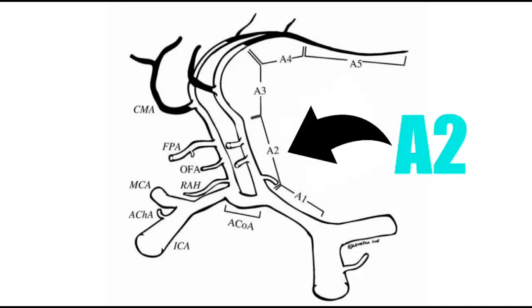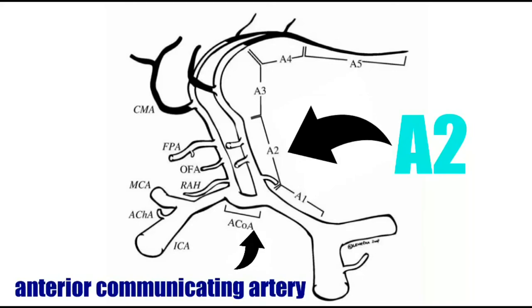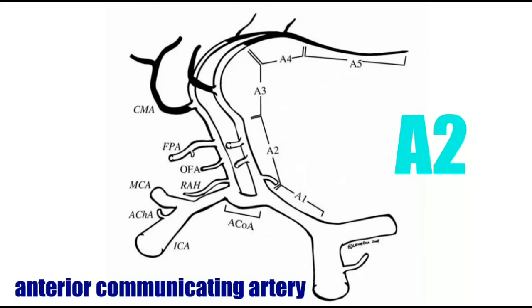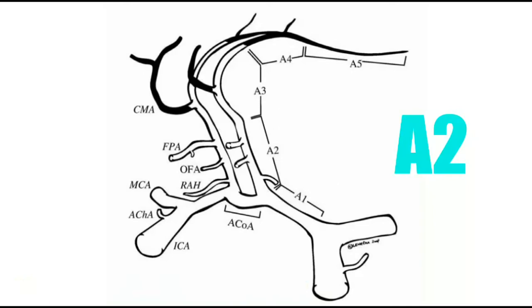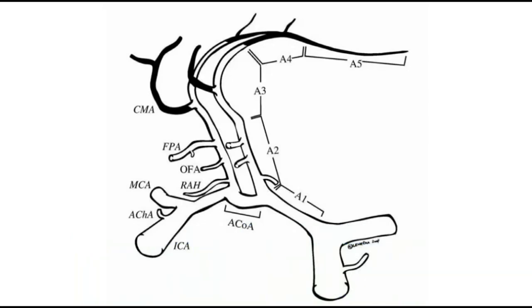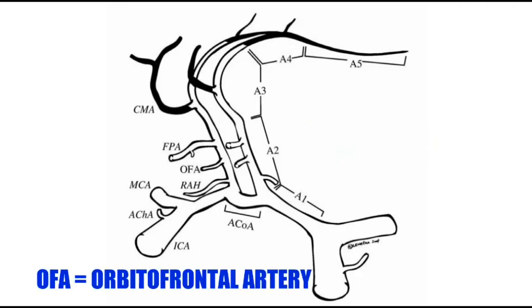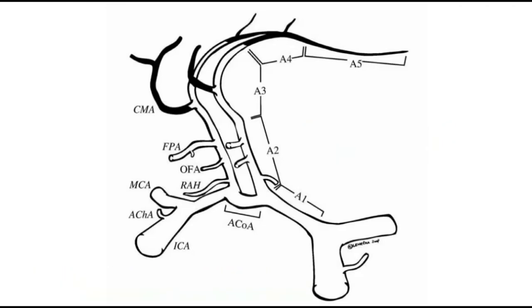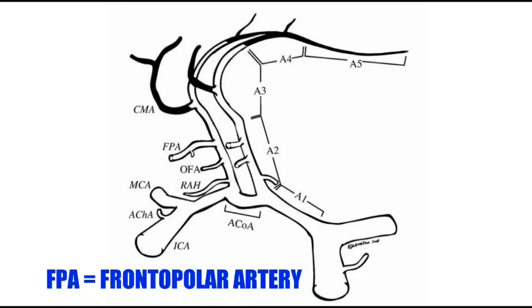The A2 part extends from the anterior communicating artery to the bifurcation, forming the pericallosal and callosomarginal arteries. From the A2 part, 3 new arteries originate: FPA, OFA, and RAH. The RAH is the recurrent artery of Heubner, also called the distal medial striate artery, which mostly supplies blood to the internal capsule and other parts of the brain also. The OFA is the orbitofrontal artery, and the FPA is the frontopolar artery.